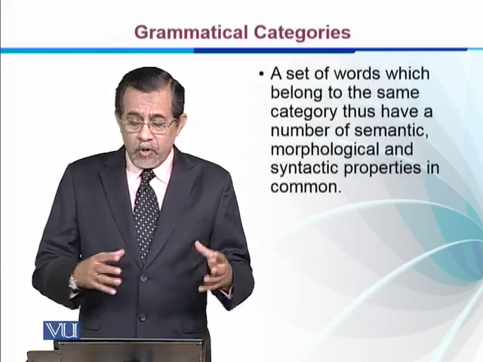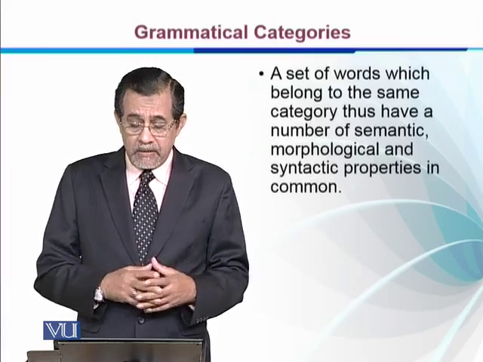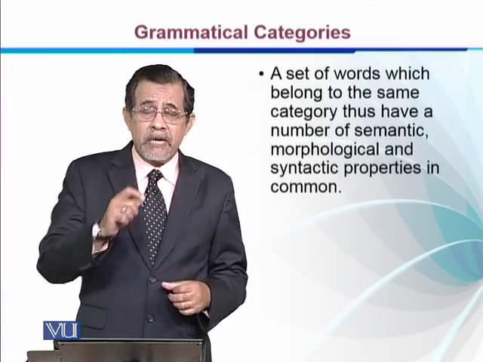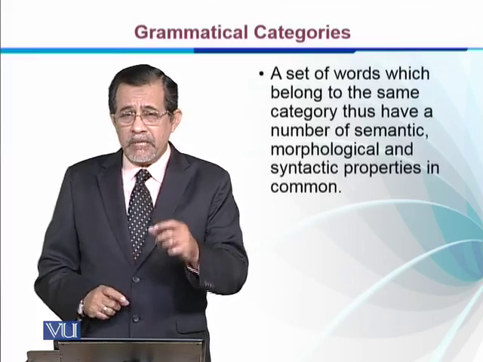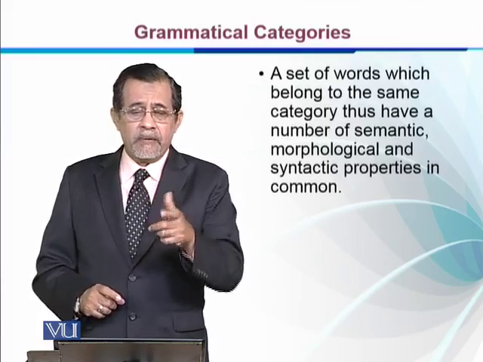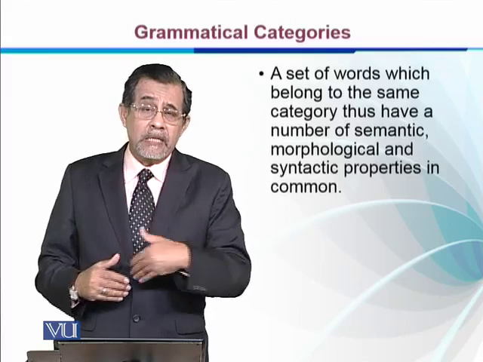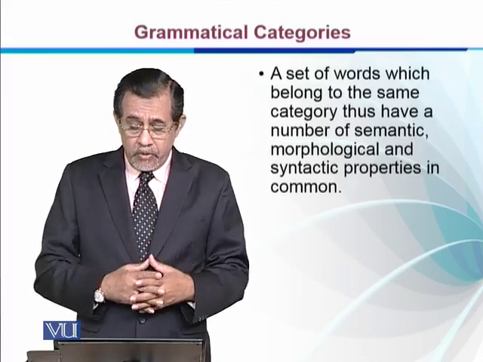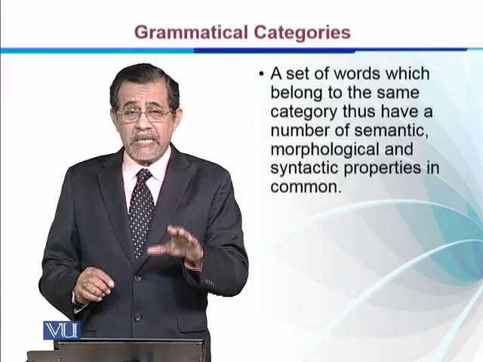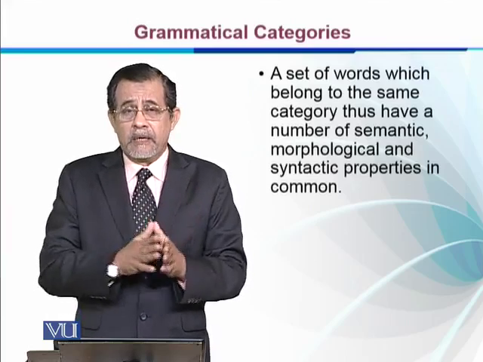A set of words which belong to the same category thus have a number of semantic, morphological and syntactic properties in common. For example, if we look at the words we call nouns, we know what their morphology can be. They have inflectional affixes, so they can have singular or plural affixes, and this is applicable to all nouns. So we can be sure what particular categories can have what morphological units.